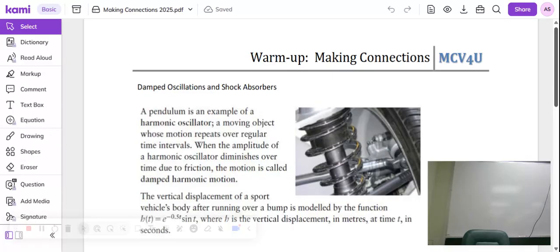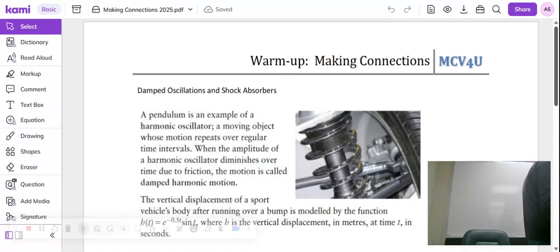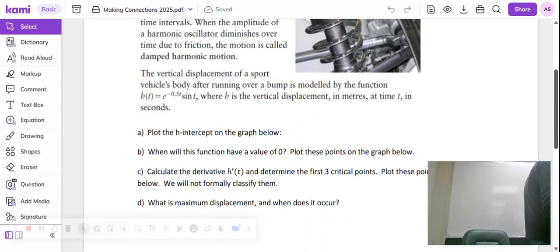So the way we model a phenomenon like that in the real world is with a combination of periodic functions and decaying exponential functions. So we're modeling here the vertical displacement of a shock, basically a spring on a vehicle that is there to absorb impact and make a smoother ride for the people in the car.